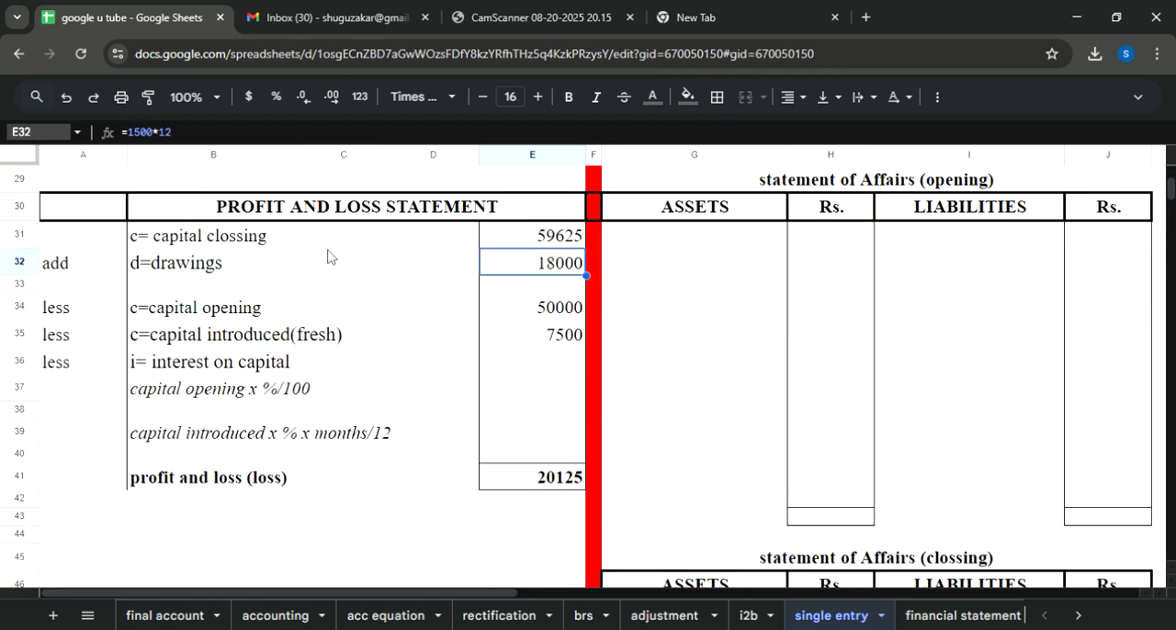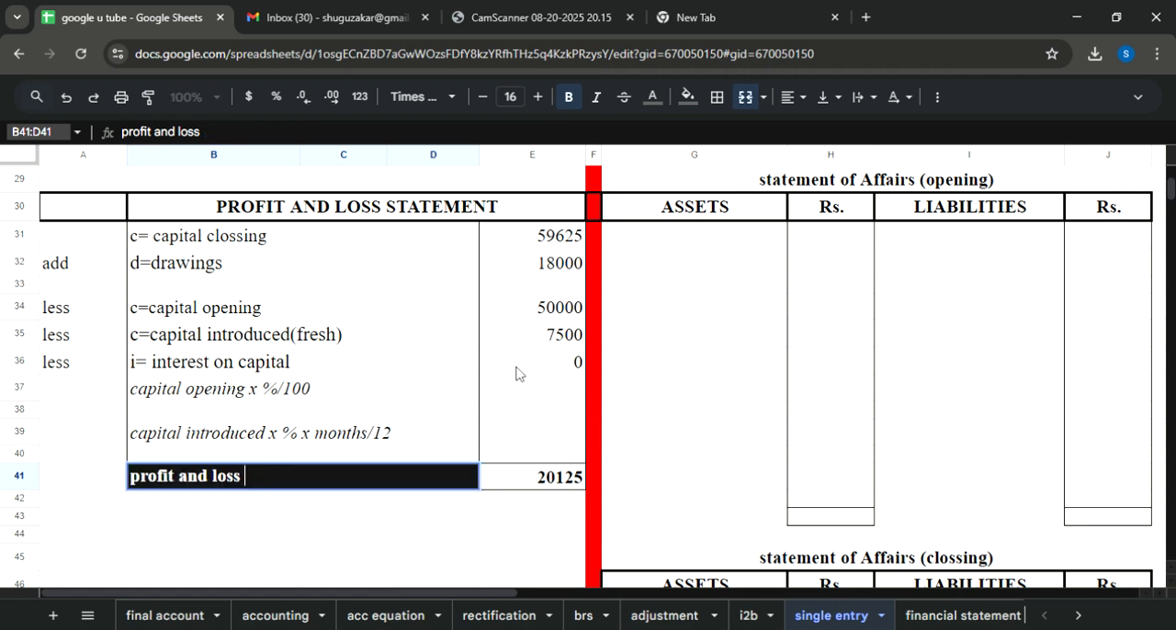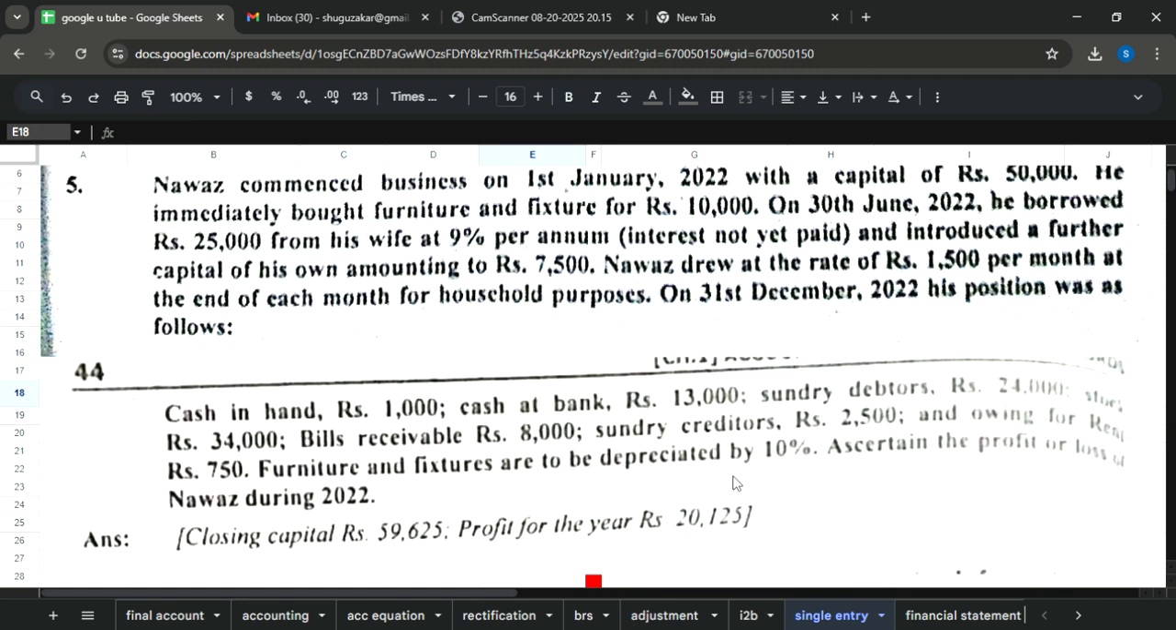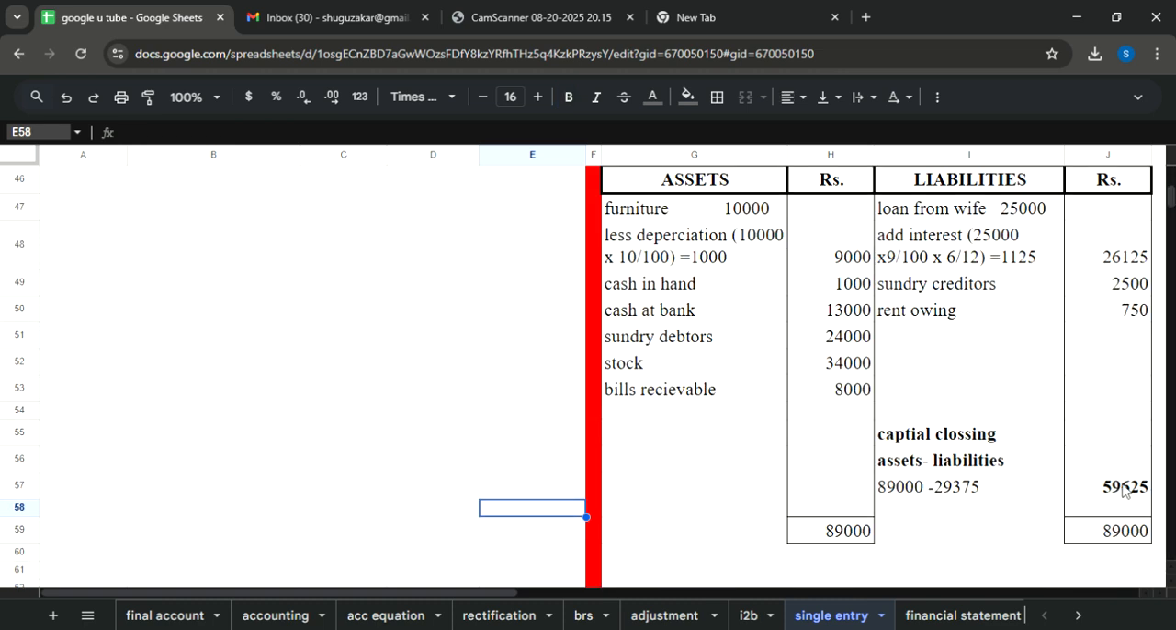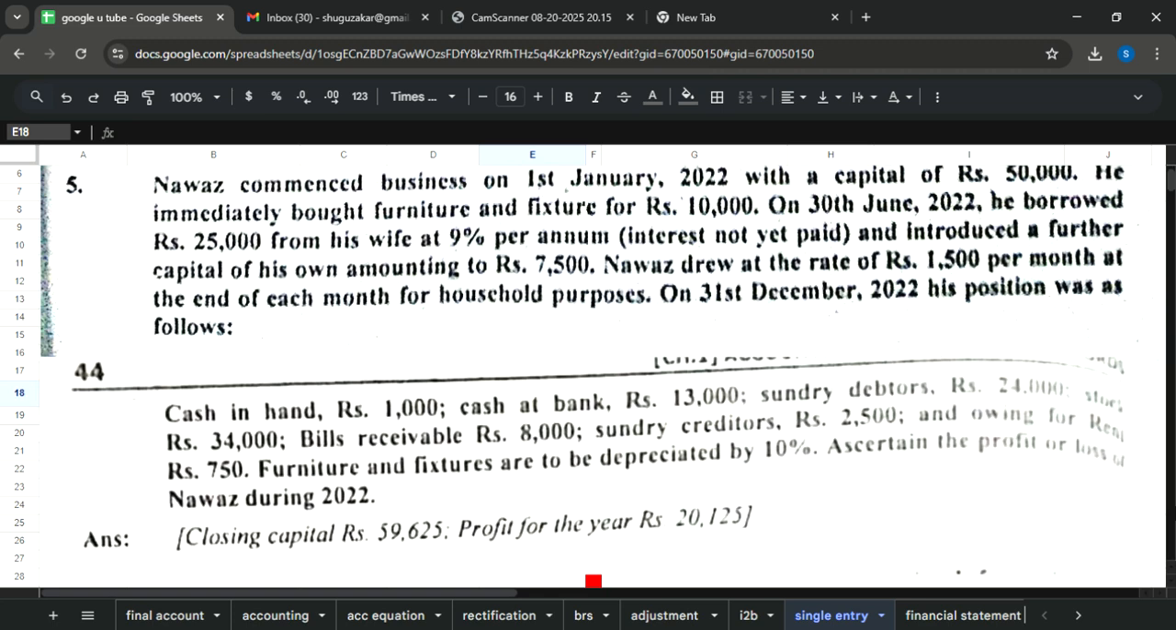So what will you do? The first two amounts would be added, all three amounts would be subtracted. You can see interest on capital was not mentioned, so you will put 0. The final answer we have got is profit, and this was the previous question. So the profit which we have calculated is 20125, and the answer given in the book is 20125. So it means our answers are matched, both answers. Look, this was your closing statement, 59625, and this was written over here. In this way our question has been completed.